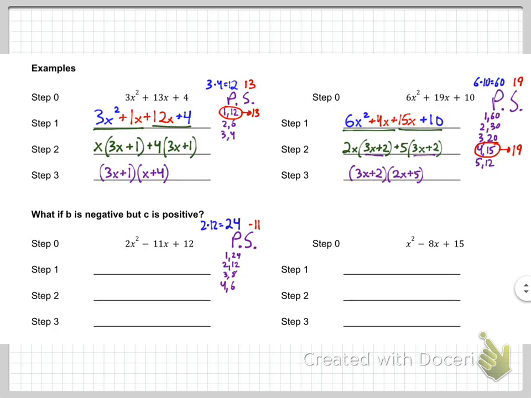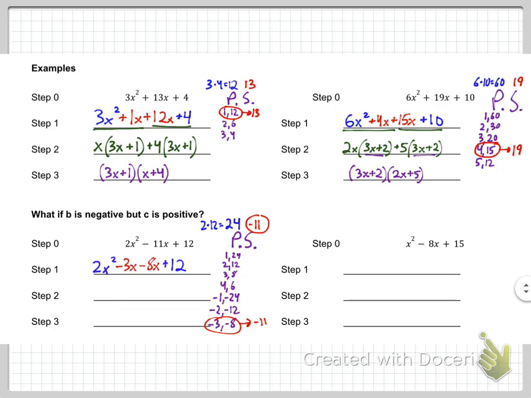This is where you have to be clever and think, aha, but a negative times a negative will get you a positive and add up to a negative number. So let's try our negatives. Negative 1 times negative 24 gets me positive 24. Now that doesn't add to negative 11, so let's keep going. And I keep going and I find out, aha, negative 3 and negative 8 multiply to positive 24 but add up to negative 11. From here on out, it's mostly the same.